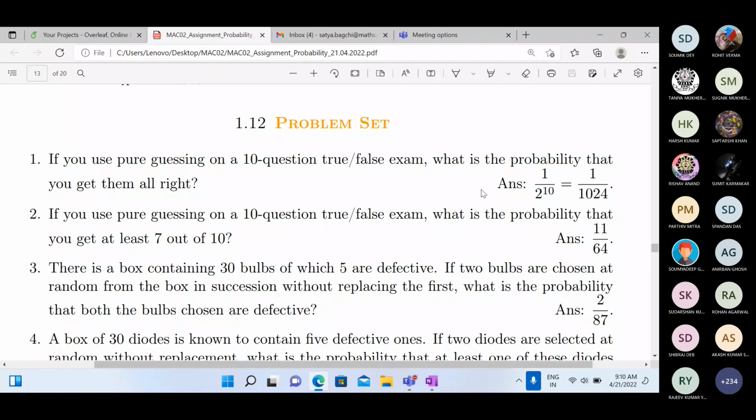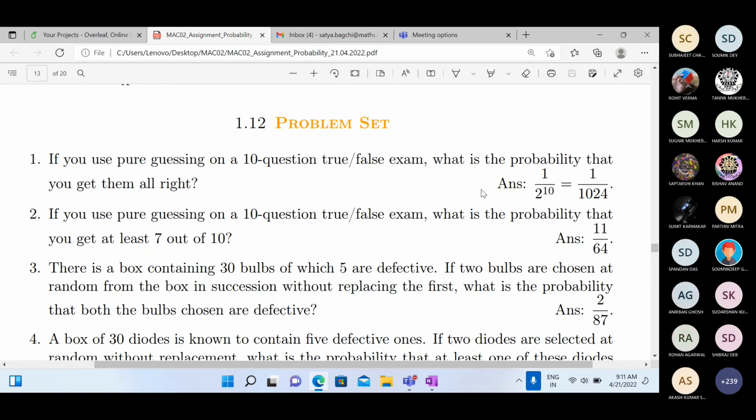And out of this 2 to the power 10, only one is the event, that is, the one case where all are correct. So the probability is 1 by 2 to the power 10. I hope it is fine. Is it 1 by 512? 2 to the power 10 equal to 512?